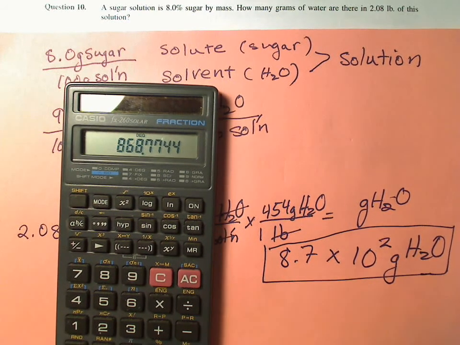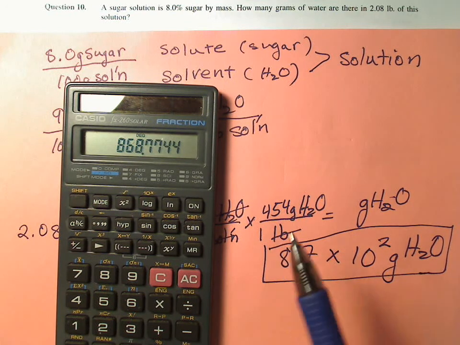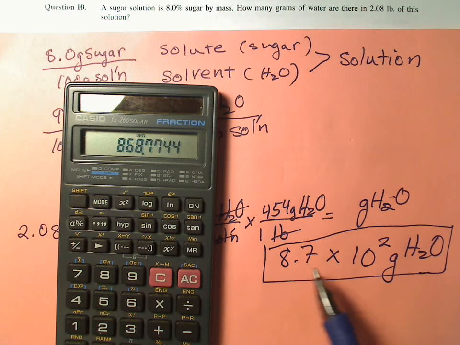There we go. And that makes sense. Remember, it's about 440 grams per pound, and it's almost all water, 92%, so that's not quite 900. That's a reasonable answer.